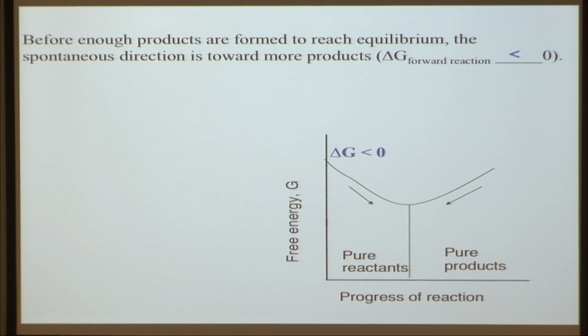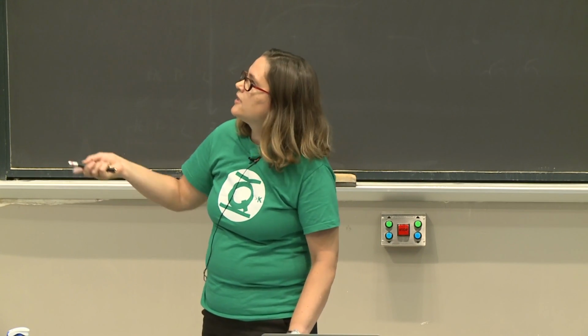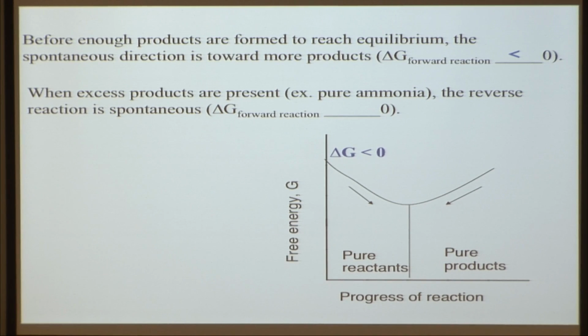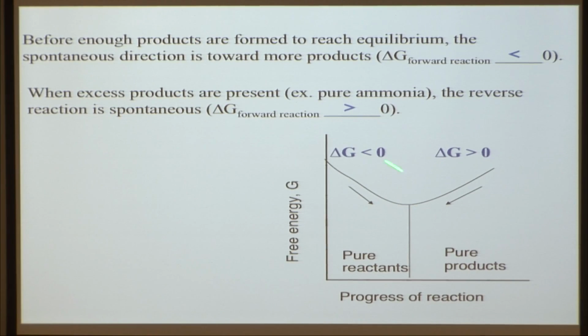Now, if you started with pure products, you could do that as well. The NH3 will dissociate and form the reactants. And so that would be over here. When you have excess products, now the forward direction is positive. It's not spontaneous, because it's the reverse direction that is spontaneous. So over in this part of the graph, our delta G is positive. If you have pure reactants, you spontaneously go to products. If you have pure products, you're going toward reactants. And when you have the right amount of reactants to products, the right ratio for equilibrium, then you get to equilibrium and delta G equals 0 at that point.